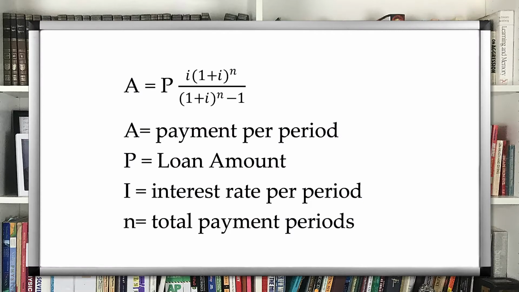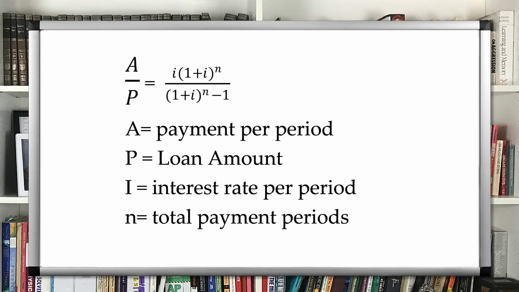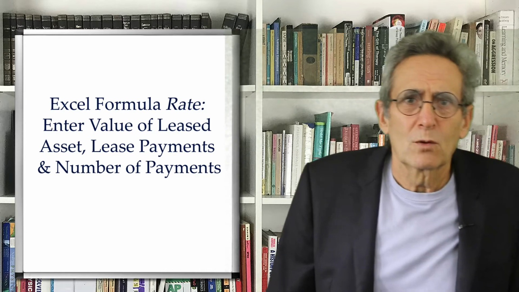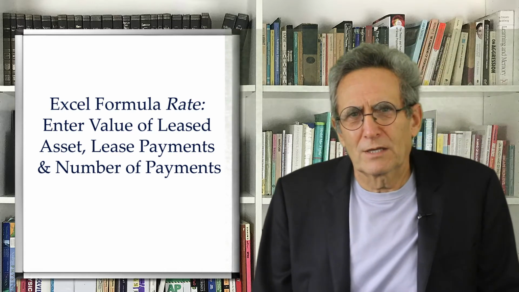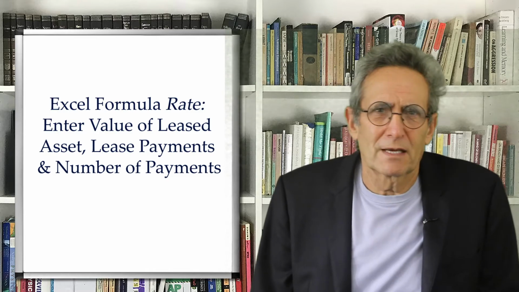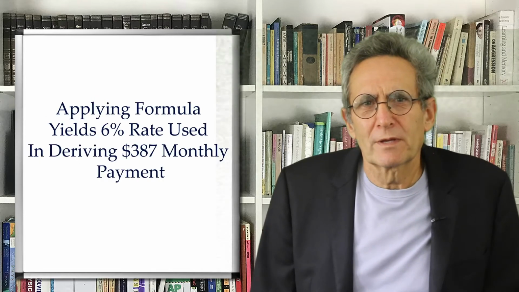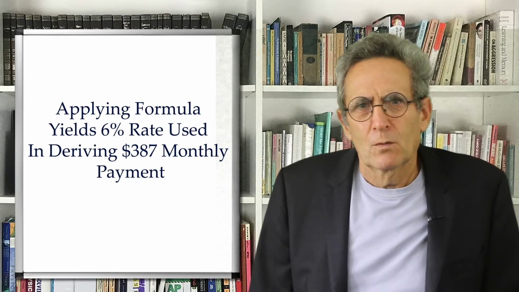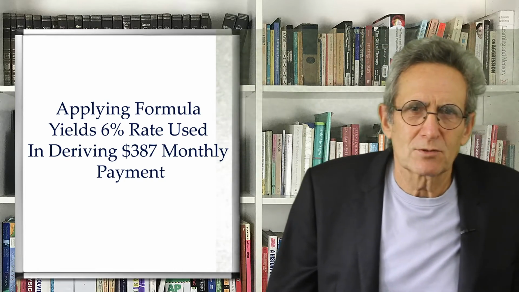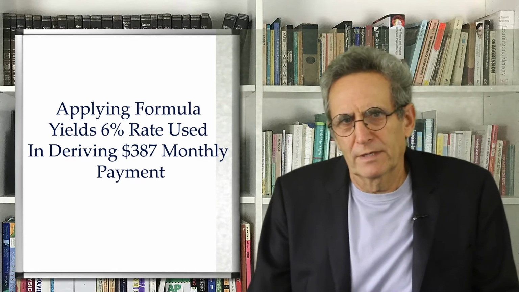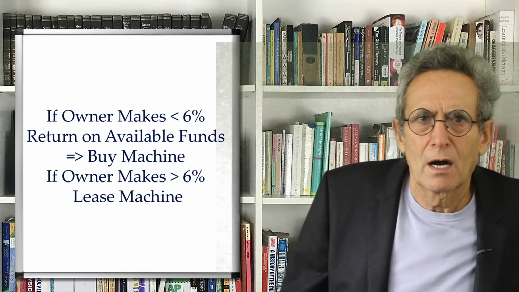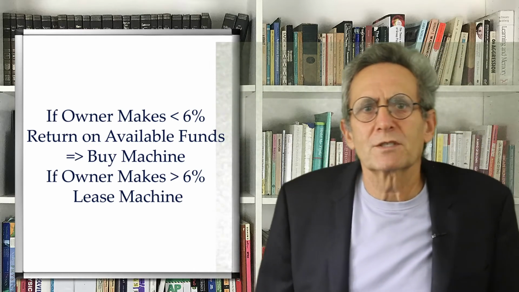Here's that formula. We can then try to isolate the interest term on one side of the equation, but this leaves the following mess that you can try to solve by guessing and checking. Or you can just use an Excel spreadsheet formula like RATE, which just requires that you enter the present value of the leased asset, the lease payments, and the number of payments. Applying this formula would yield the 6% annual interest rate, which is, of course, no surprise because this is precisely the interest rate I used in coming up with the $387 monthly payment. So if the coffee shop owner makes less than 6% return on her available funds, then she should buy the machine outright.